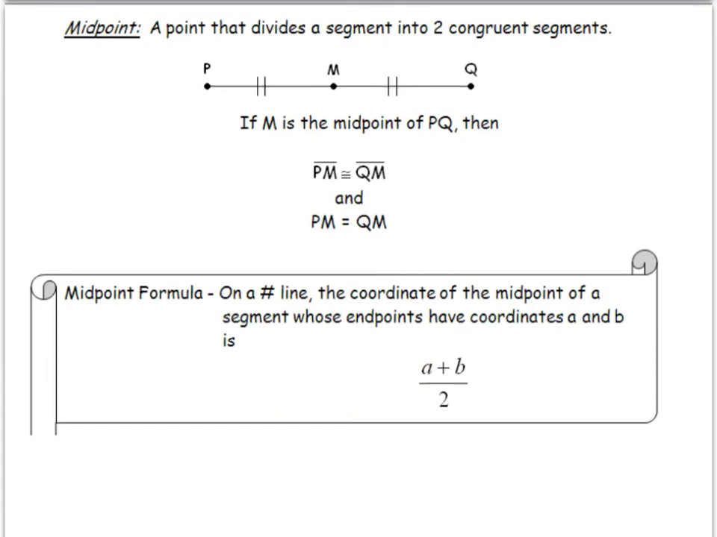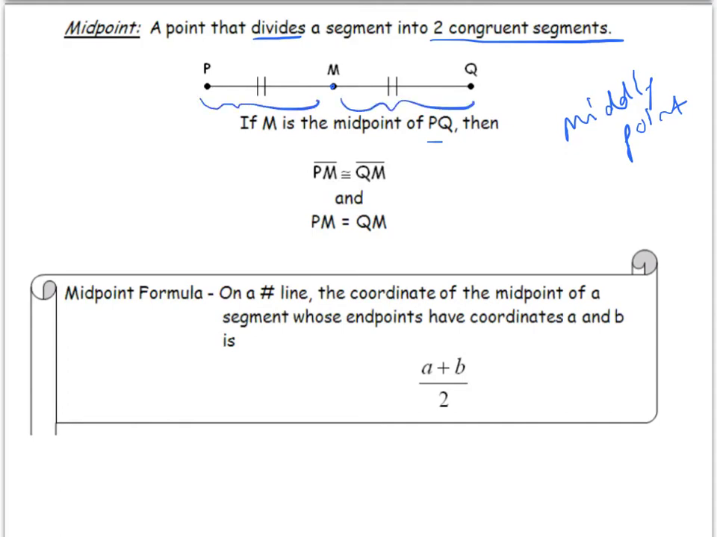All right, up next is midpoint. When you hear the word midpoint, things that should pop into your head are middle and point. So this is a point that divides a segment into 2 congruent segments. It is the middle point. Okay? So if I've got my segment here, PQ, and M is the midpoint, it creates 2 congruent segments. In this case, we have PM and QM that will be congruent to each other. Remember, if the segments are congruent, the measures are equal.